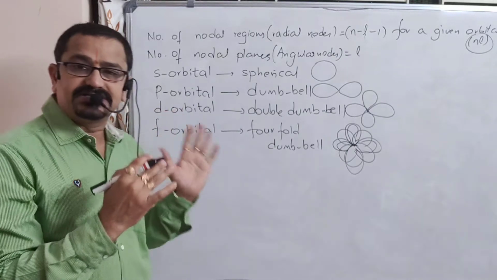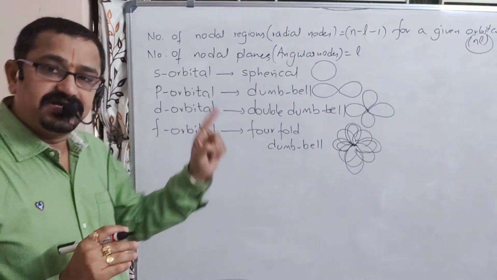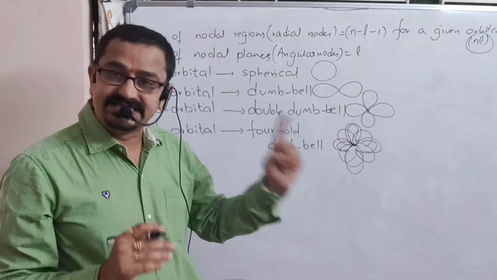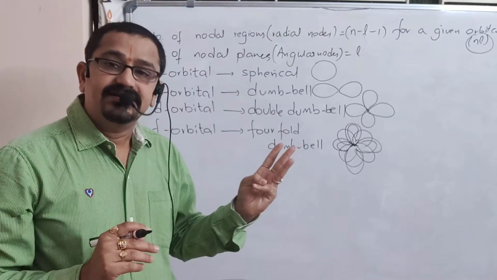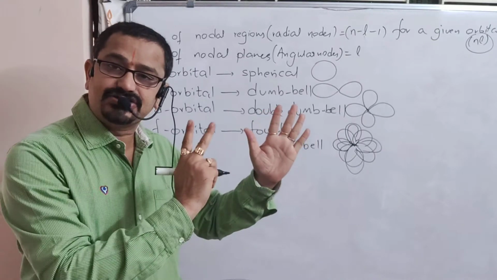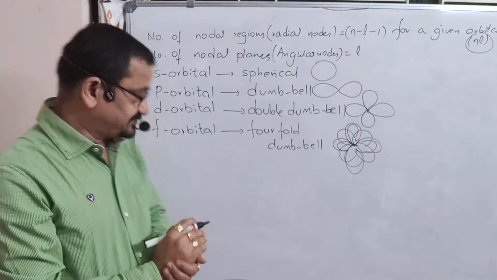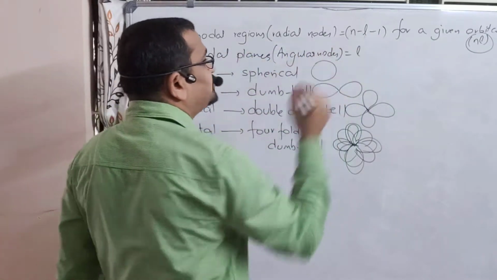Right, in this way we have studied the types of orbitals under every subshell. The s subshell has only one orbital, that is the s orbital. The p subshell has 3 orbitals. The d subshell has 5 orbitals. And the f sublevel has totally 7 orbitals. Now, each orbital has how many nodal regions?